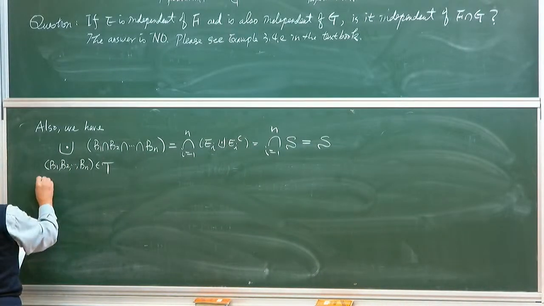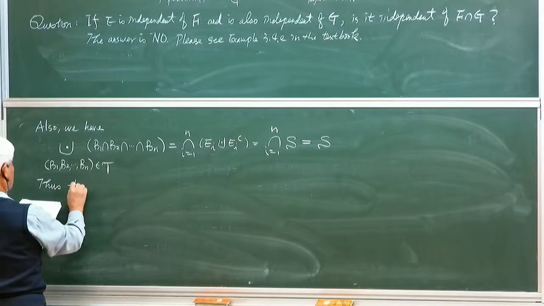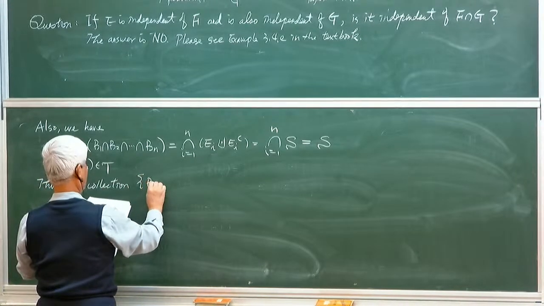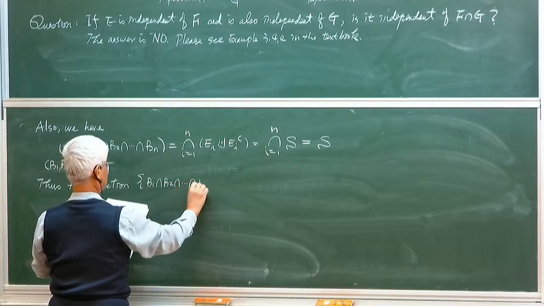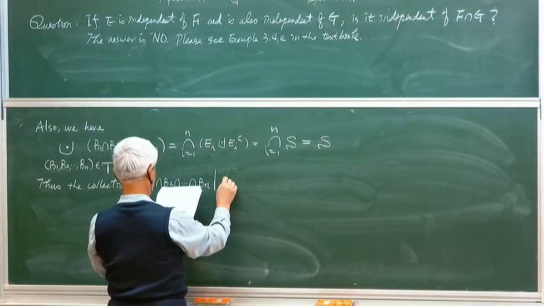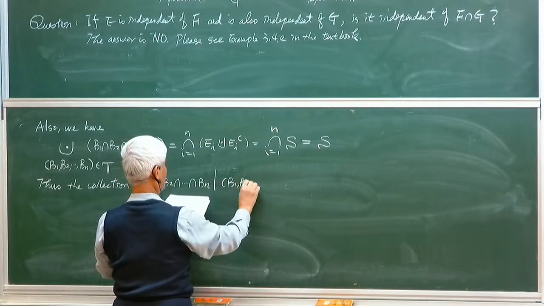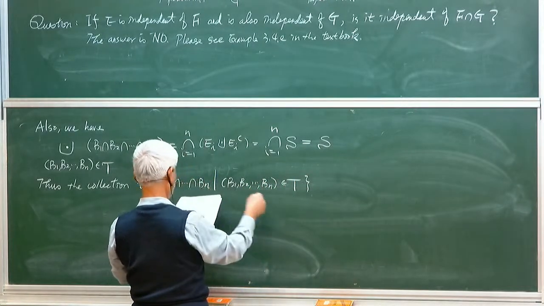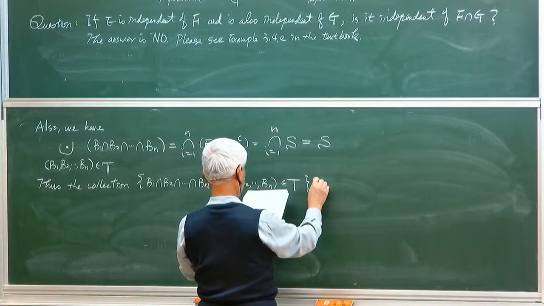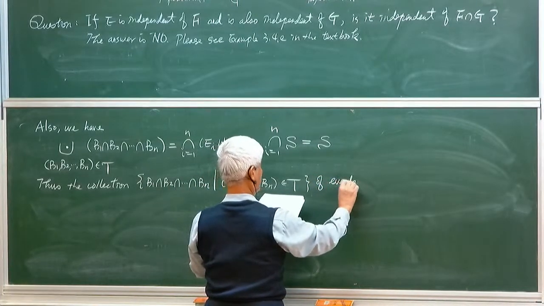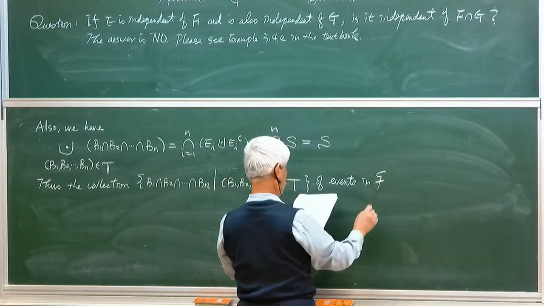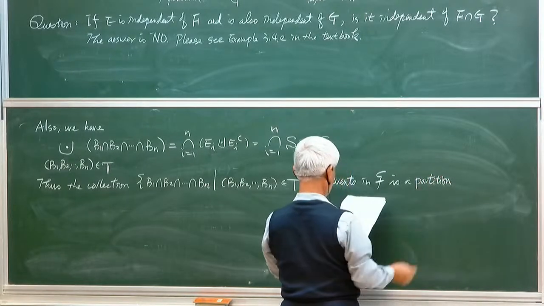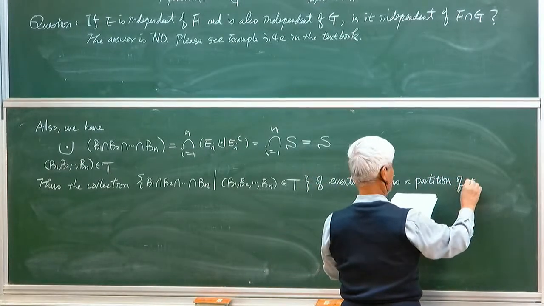So now, that's the collection B1 intersect B2 intersect up to intersect Bn such that the n-tuple is in T. So this collection of events in F is a partition. It's a partition of the sample space.